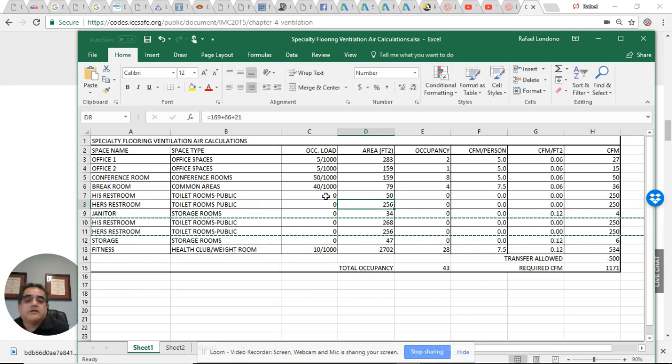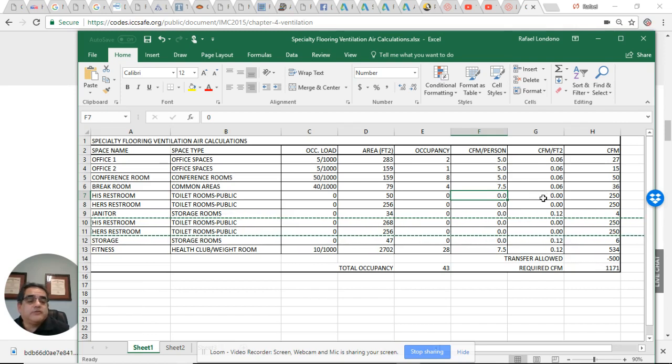You really don't calculate the occupancy in a restroom because that person doesn't stay in there. He usually belongs somewhere else in an office or somewhere else. So the occupancy load of a restroom is zero. When you multiply that by 50, you get zero occupancy. Also, because there's no people in there, you don't have any fresh air requirements.